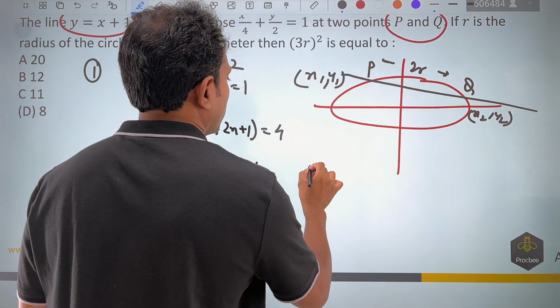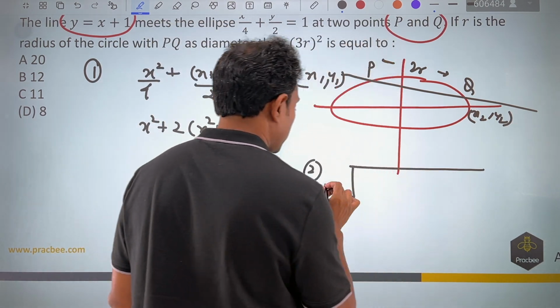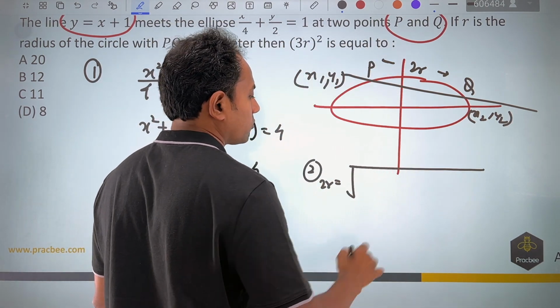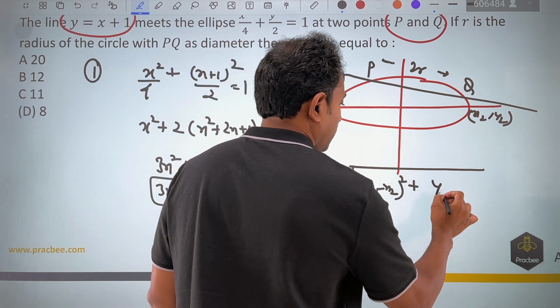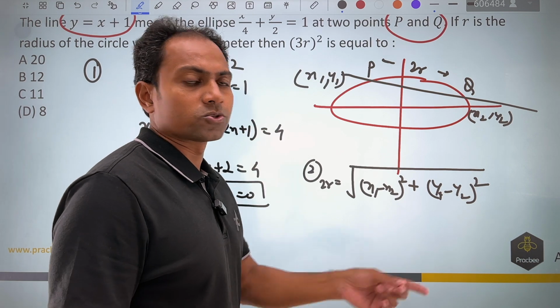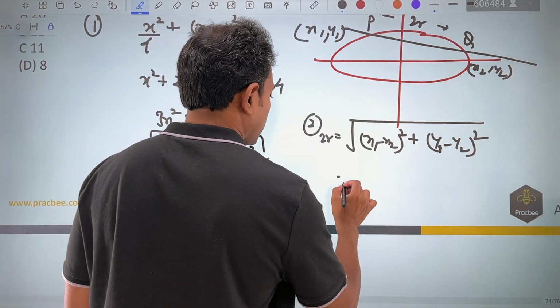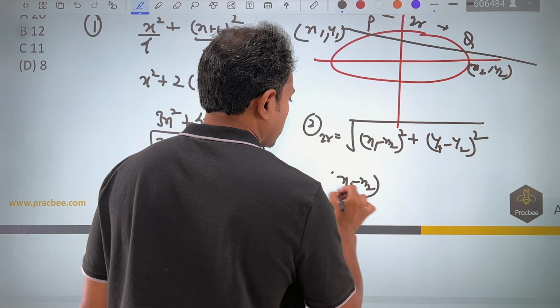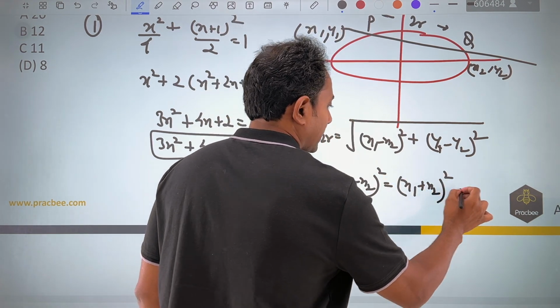So what we actually require in step 2 is not the value of x1, x2. But if I want to find the value of 2r, it is going to be nothing but the square root of (x1 minus x2) whole square plus (y1 minus y2) whole square. And we did such kind of question when we were discussing questions on midpoints, chord bisected. I told you that there is no need to find x1, x2. We will do it using sum and product of the roots. So I can write it like this.